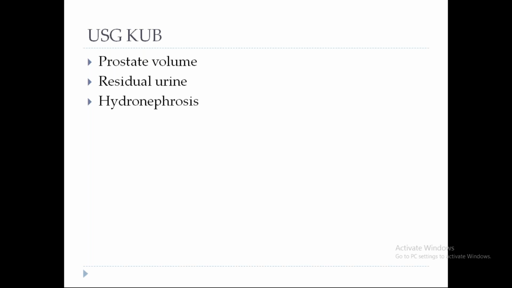So residual urine, how do you assess it? First the patient is asked to drink water and you see the urine volume in the bladder, then we ask the patient to empty it. Again we check the post-void urine volume. If this is more than 50, then it is significant.